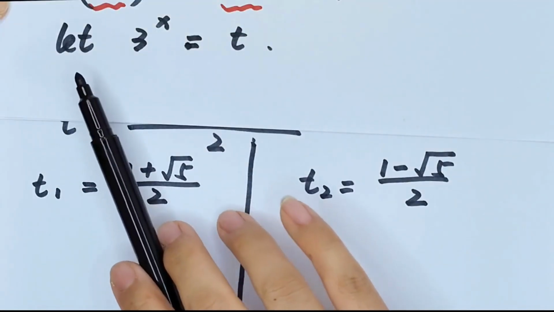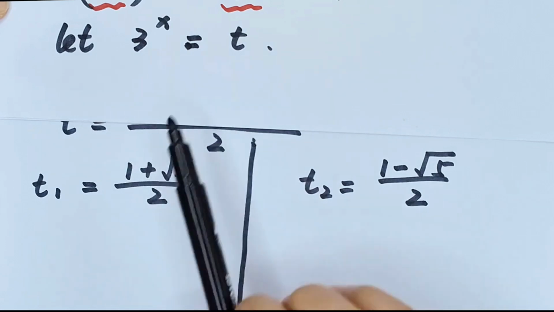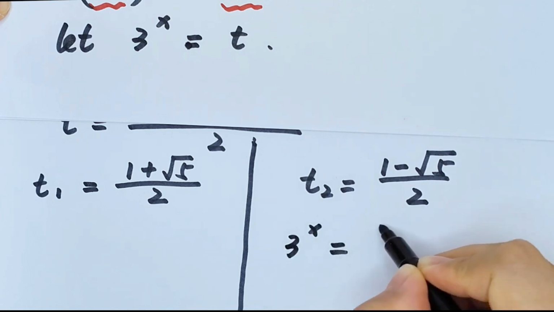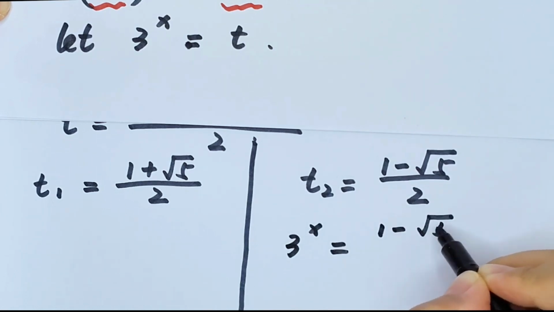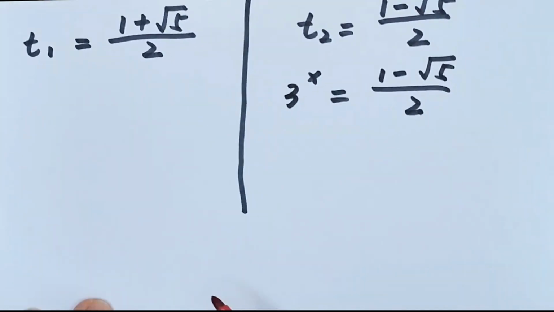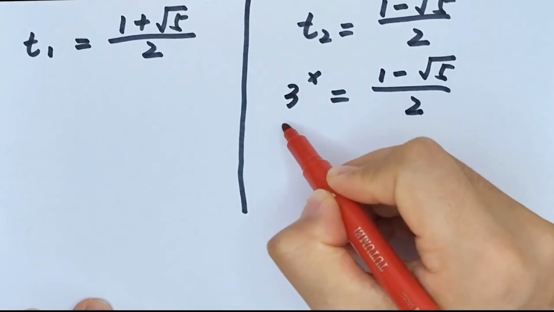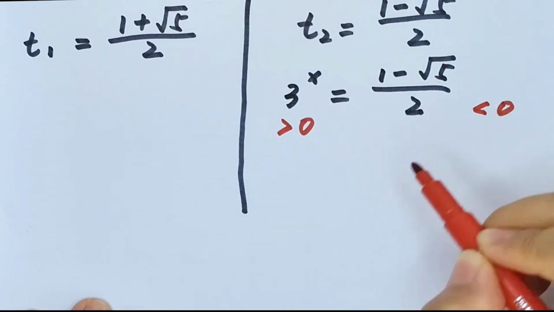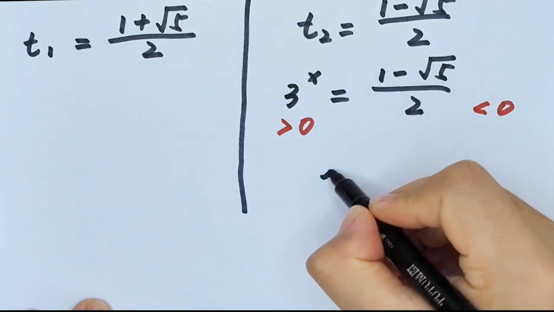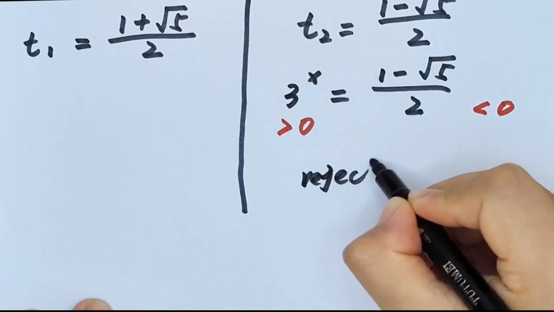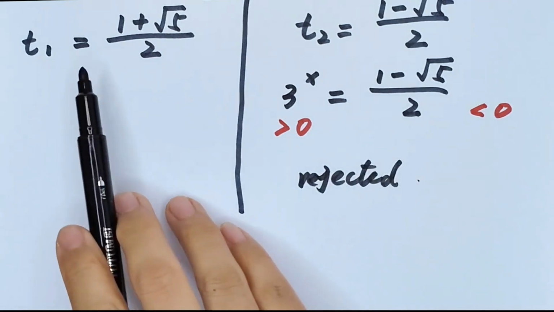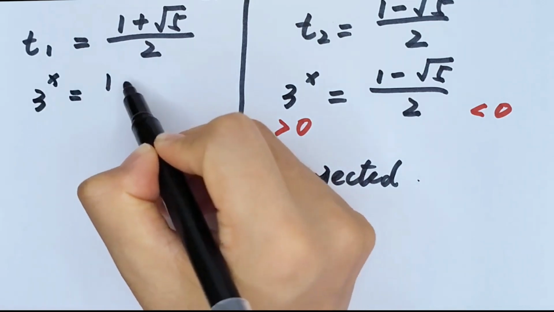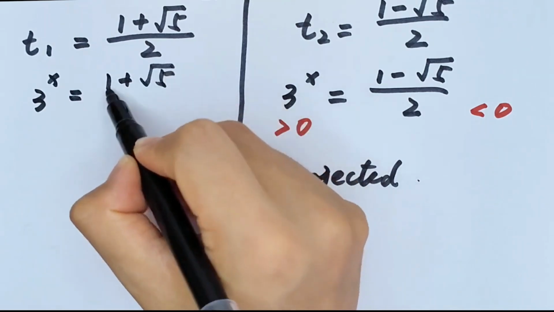At the beginning, we let 3 to the power of x equals t, so it means 3 to the power of x equals 1 minus square root of 5 divided by 2. Then the left side is greater than 0, but the right side is less than 0. So this answer is rejected. Now we look at this: 3 to the power of x equals 1 plus square root of 5 divided by 2.